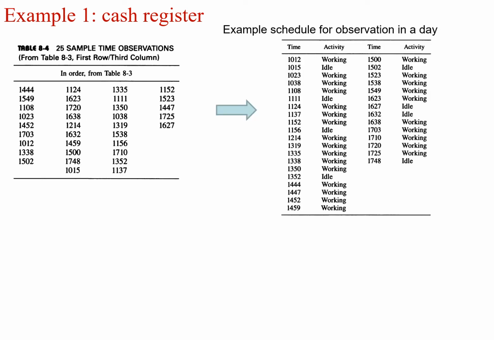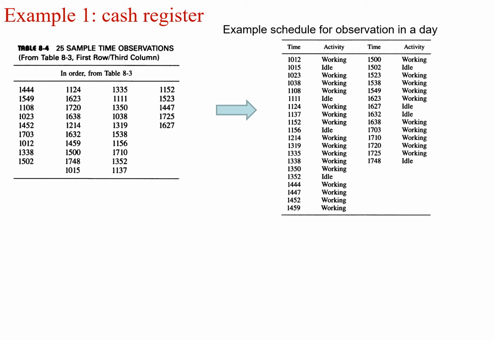We decide that we can make 25 observations per day, so we generate 25 random numbers between 1000 hours and 1800 hours, then calibrate them as shown in the table on the left. Then we sort the times from lowest to highest and go to observe our cashier 25 times per day. Here we only mark working or idle.